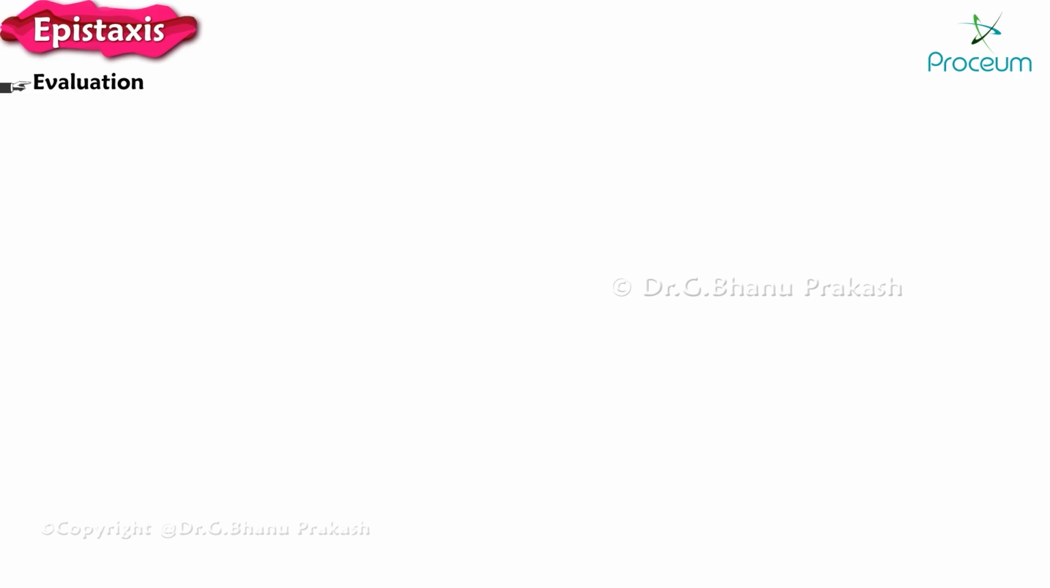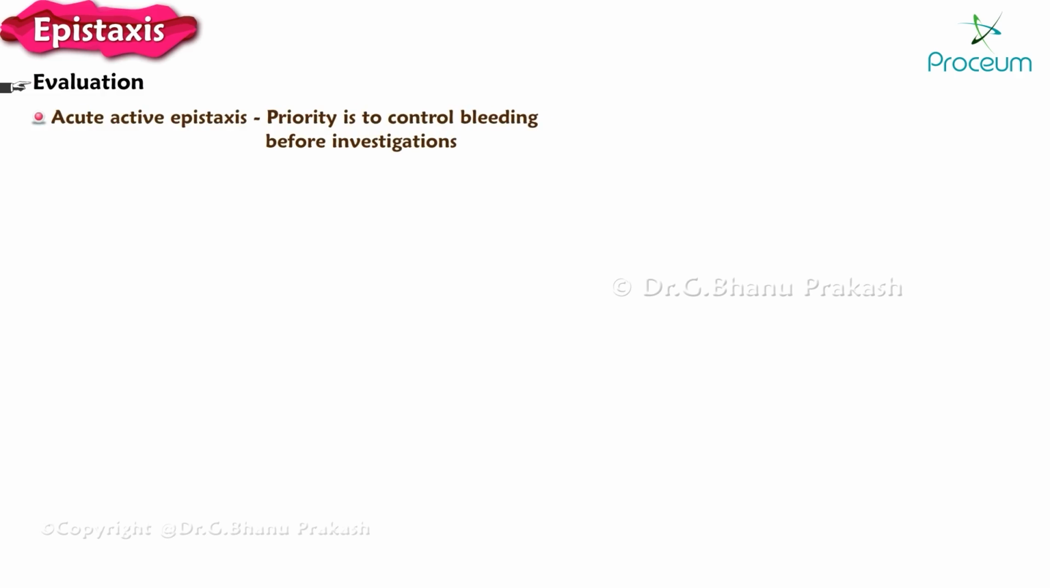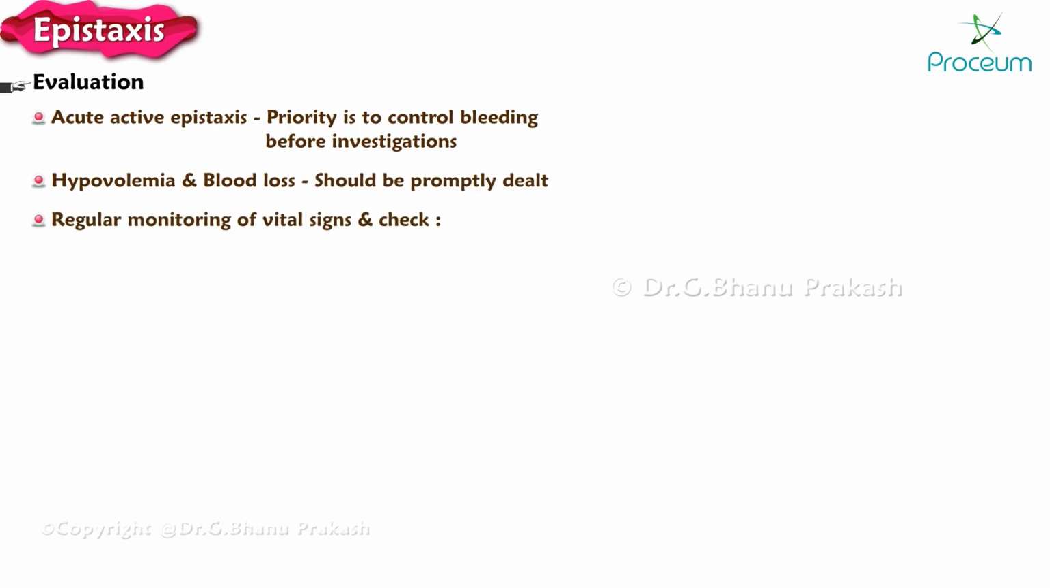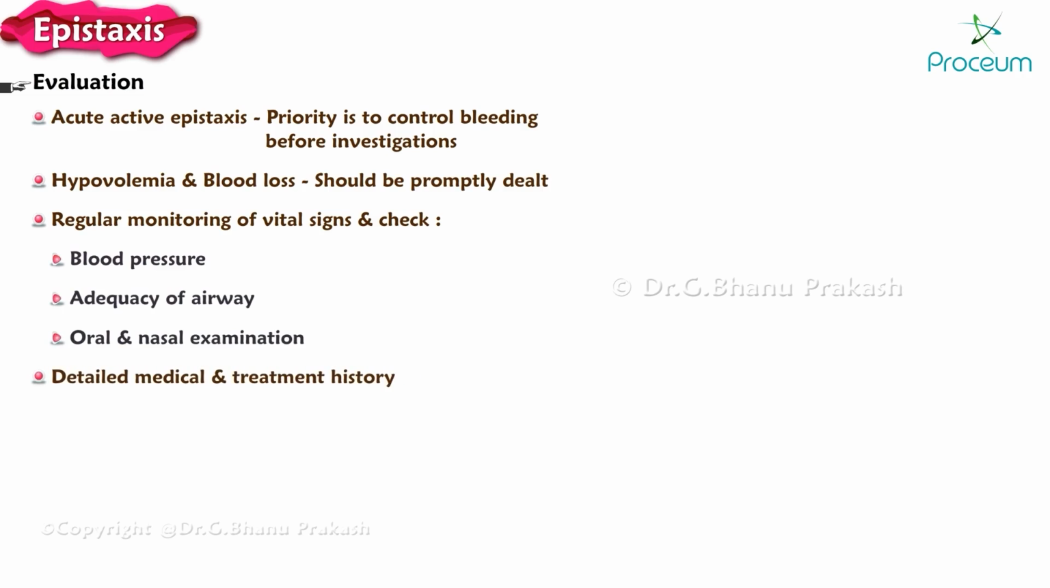Evaluation of epistaxis. In acute active epistaxis, priority is given to control the bleeding before doing the investigations to find out the cause. Hypovolemia and blood loss should be promptly dealt with. Vital signs should be regularly monitored and attention is given to the following: volume status, blood pressure, adequacy of airway, oral and nasal examination. A detailed medical and treatment history is taken as the patient is being managed and the bleeding is controlled.